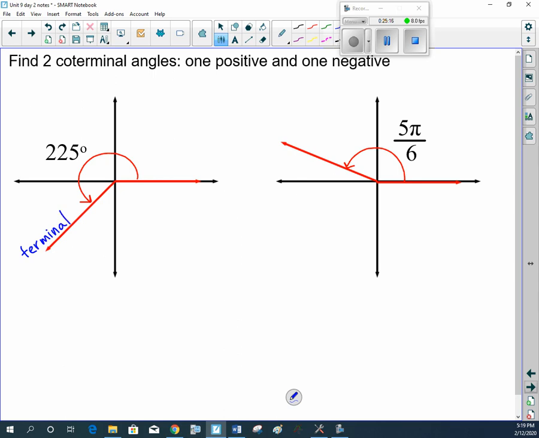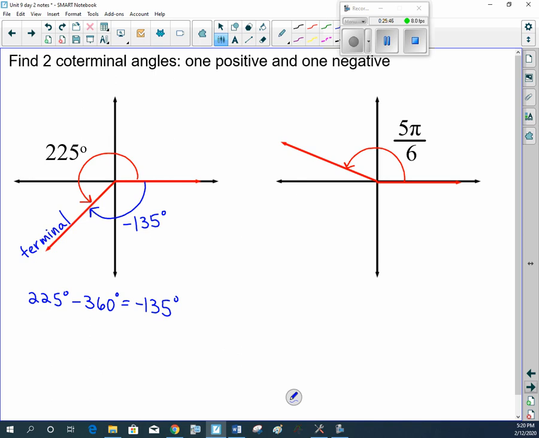First thing, I rotated positive 225, so I'm going to rotate this way. So what would that be? Well, I think I'll take 225 and subtract 360. So 225 minus 360 is a negative 135 degrees. So that angle rotation is a negative 135 degrees. Okay, that's a negative angle rotation, but it says to do one positive and one negative.